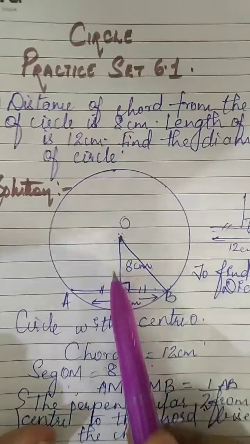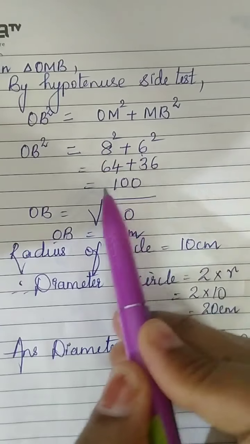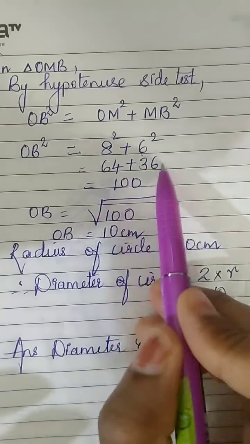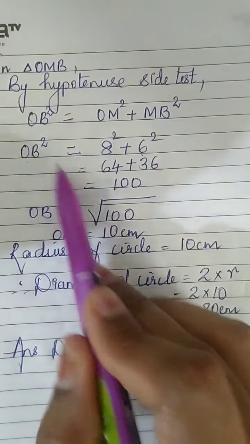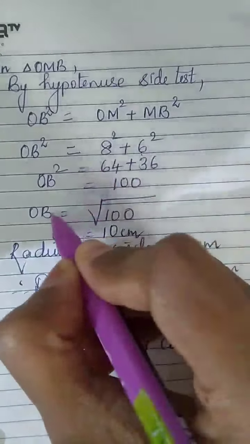OM is 8 and MB is half of 12, which is 6. So I wrote 8 square plus 6 square. 8 square is 64, 6 square is 36. 64 plus 36 is 100. OB square is 100. So what will be OB?